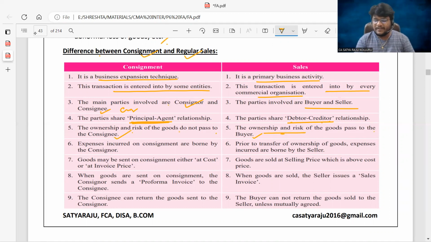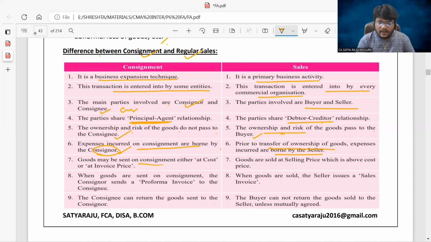Tell me, guys, we already discussed all these things. Expenses incurred on consignment are borne by consignor only. Consignee will not incur any single rupee. All the expenses are borne by the consignor only. Sir, before transferring of the goods, expenses are borne by the seller. But once the goods are transferred to the buyer, any further expenses are incurred by buyer only. Here, prior to transfer of ownership of the goods, expenses incurred are borne by the seller. After that, expenses are incurred by buyer.